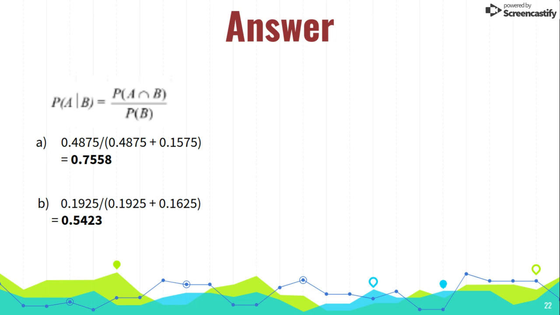And then part B was, given that a girl is picked, what is the probability that she runs cross country? So the probability that a girl plays cross country is 0.1925, so that's A and B. And then we added the probability that a girl is playing a sport, either soccer or cross country. So 0.1925 plus 0.1625, and that equals 0.5423.